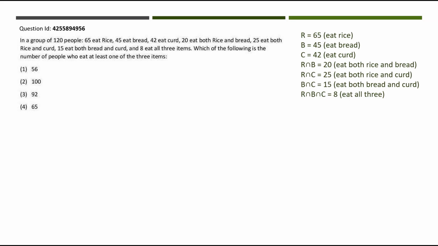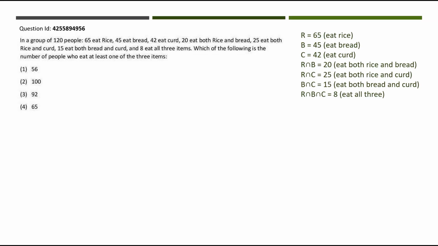Let's take capital R as the group of people who eat rice. So R is equal to 65 from the given data. B denotes bread eating people, so it is 45. C denotes curd eating people, it is a count of 42.